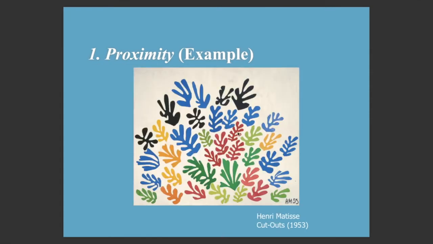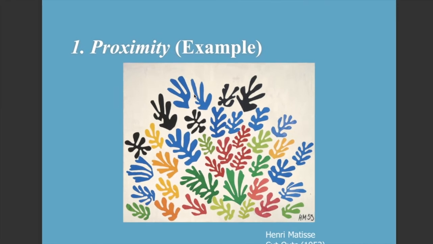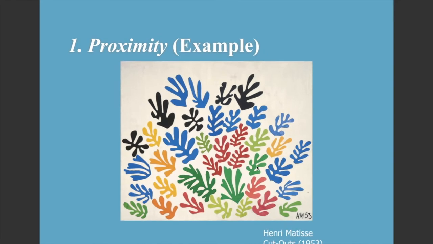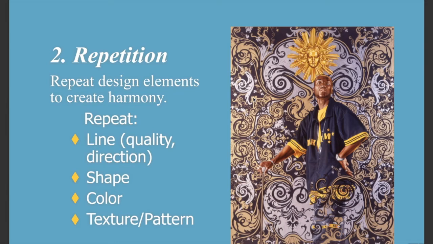Similarly, in this cutout piece by Matisse, there's lots of these leaf-like shapes, and they're all placed close together, and that helps to create unity. There's another way you can create unity, and it's through repetition. Okay, and when a design element is repeated throughout the artwork, unity can be created, and this can be any of the design elements, including line, shape, color, texture, pattern.